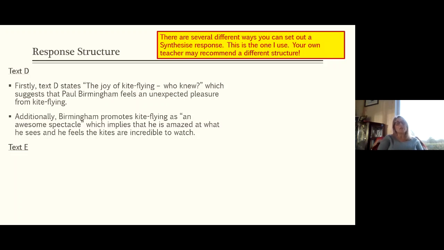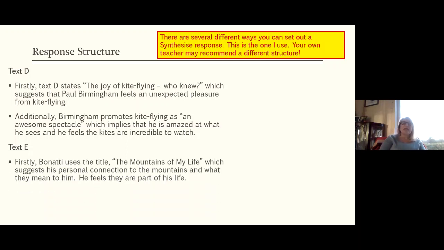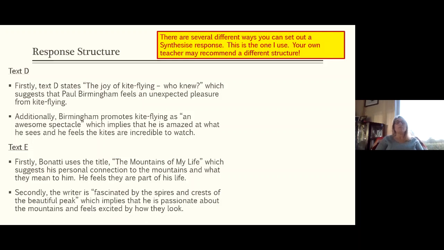points. So then I'd go to text D. Obviously, I'm not going to give you 5 points for each tonight because I haven't enough time. So I'm just giving you 2 examples here. Text D then. So firstly, Bonatti uses the title The Mountains of My Life, which suggests his personal connection to the mountains and what they mean to him. He feels they are part of his life. And then secondly, the writer is fascinated by the spires and crests of the beautiful peak, which implies that he's passionate about the mountains and feels excited by how they look.